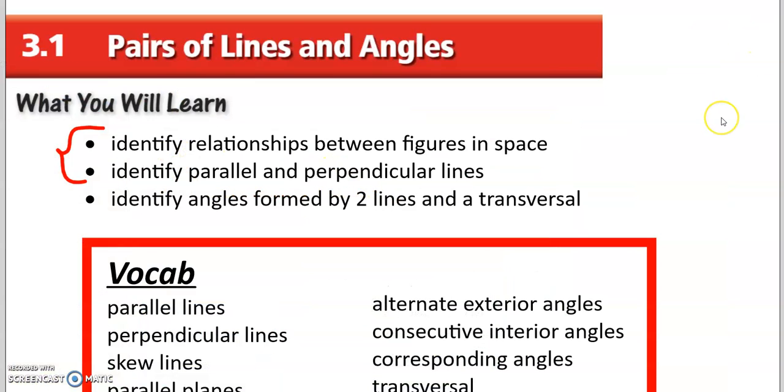Let's get started talking about 3.1, okay? We are going to talk about these first two objectives, identifying relationships between figures in space and identifying parallel and perpendicular lines. The next objective is going to be touched on in the next 3.1 video. So this is just split up into two little videos. Hopefully you keep on watching and go to the next one, because that's how you're going to get all of these objectives to be able to do all three of these things.